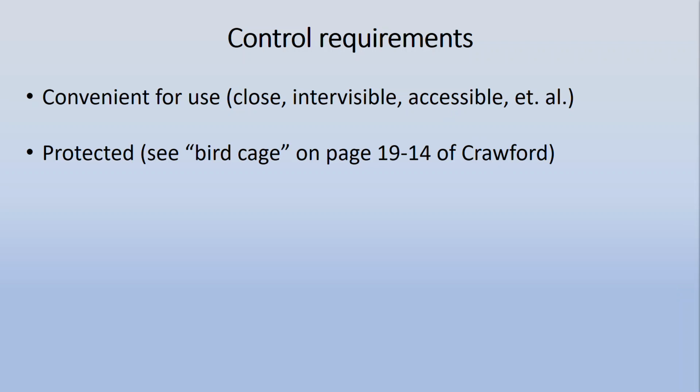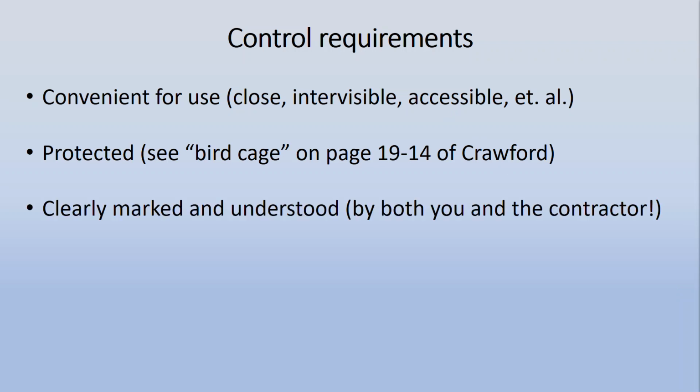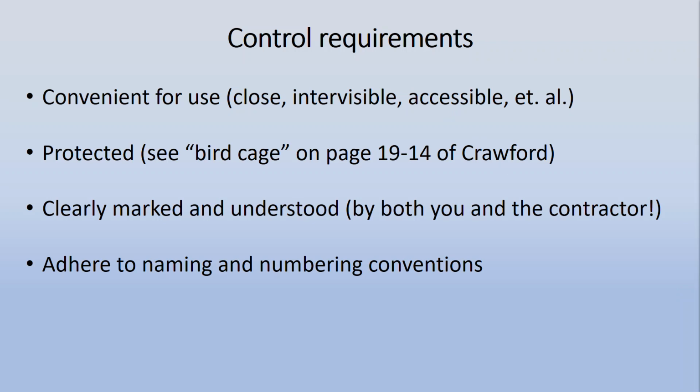And a real common thing to do is to build a bird cage around a control point. And there's a kind of a sketch on page 19-14 of the textbook. It needs to be clearly marked and understood by both you and the contractor so that they know what points they're looking at on site. Needs to adhere to naming and numbering conventions so that there's no miscommunication within the office or on the job site.